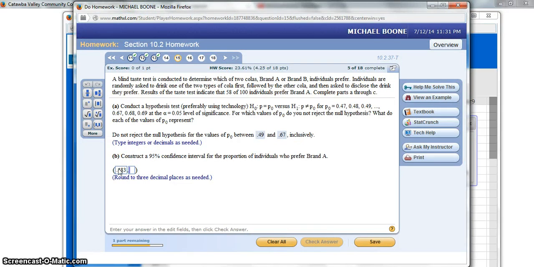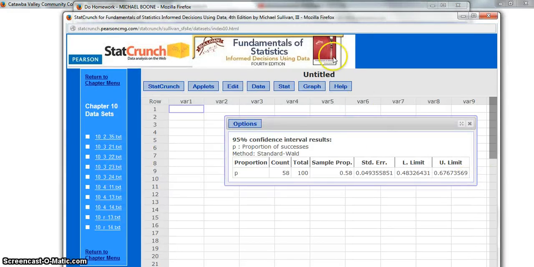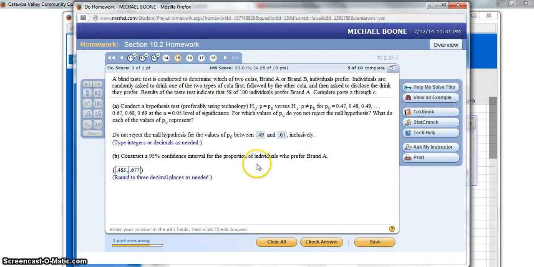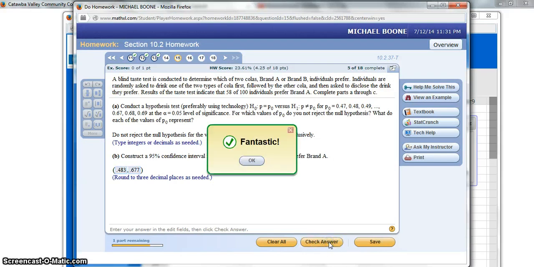0.483 and 0.677. Just check that. 0.677 is correct. So there's our confidence interval.